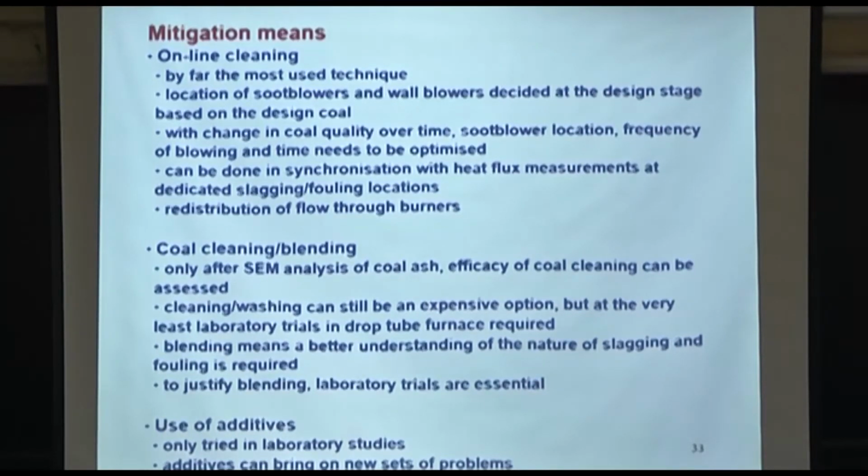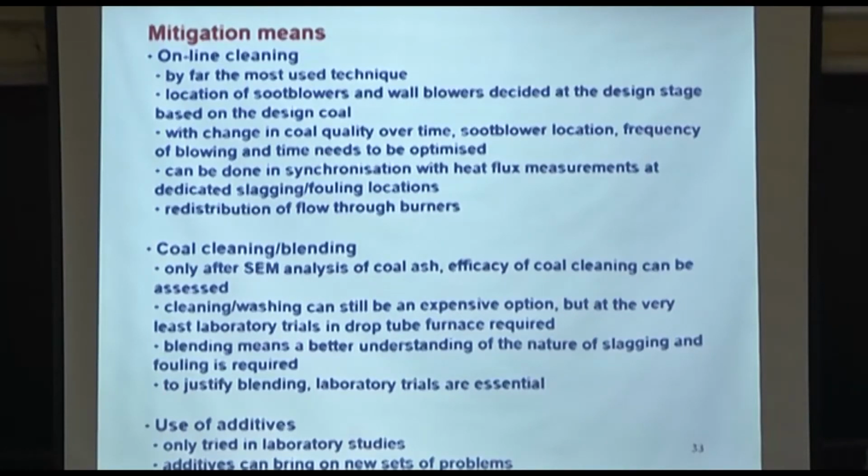Blending means a better understanding of the nature of slagging and fouling is required. As I said, blending is a physical mix, but coal is a chemical substance, and two physical mixes don't make a chemically homogeneous substance. Never. To justify blending, laboratory trials are absolutely essential. And I think no one will do just purely blending anyway.